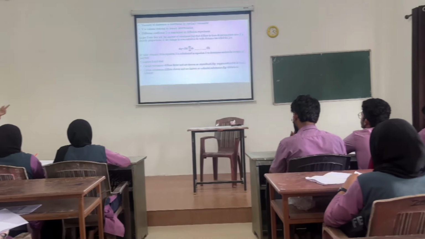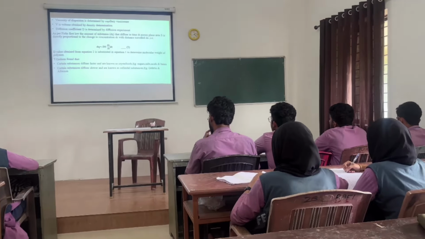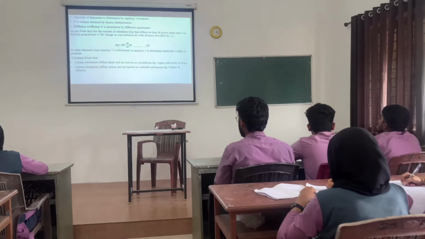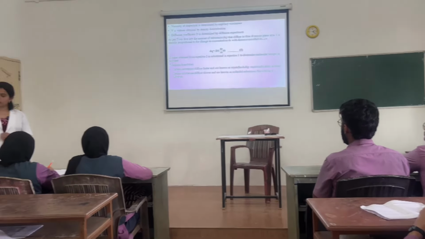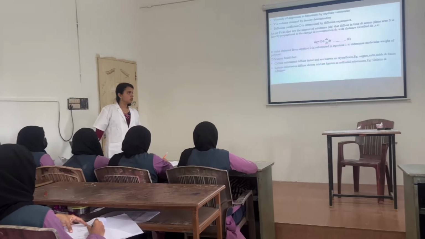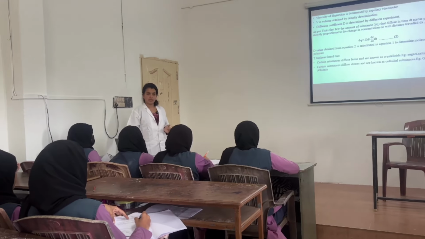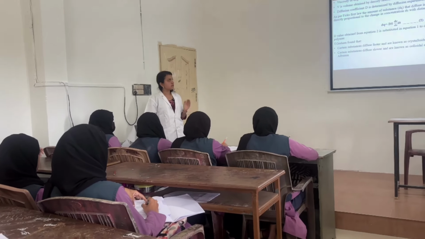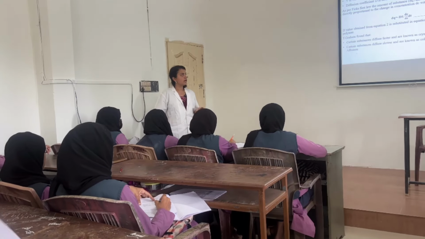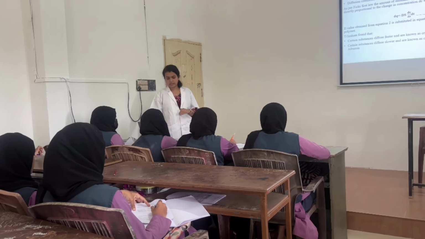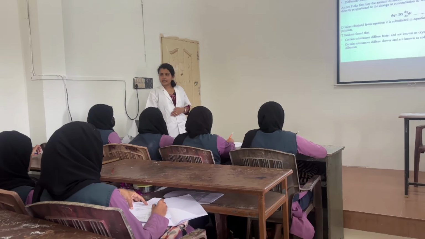Another scientist, T. Graham, found that certain substances diffuse faster and they are known as crystalloids. Examples are sugars, salts, acids and bases. Certain substances diffuse slower and they are known as colloidal substances. Examples are gelatin and albumin.